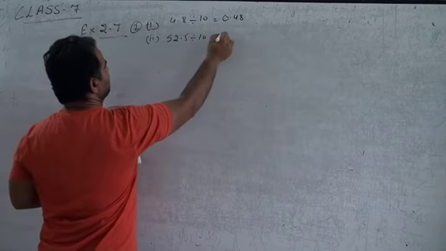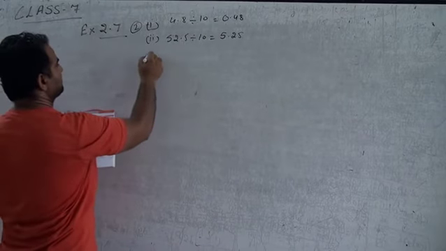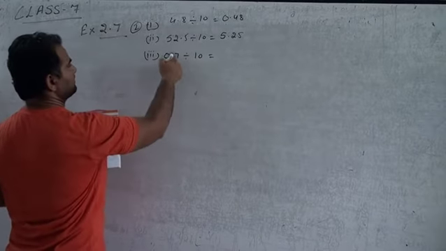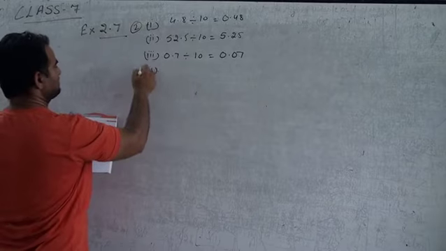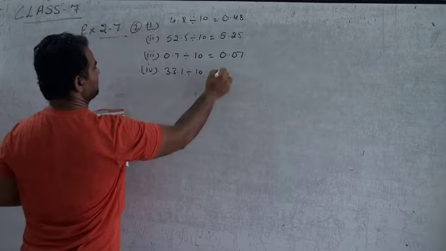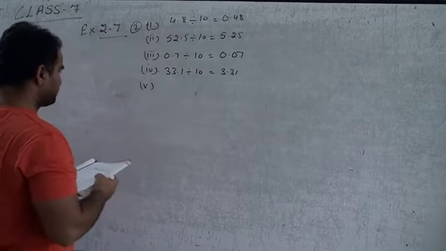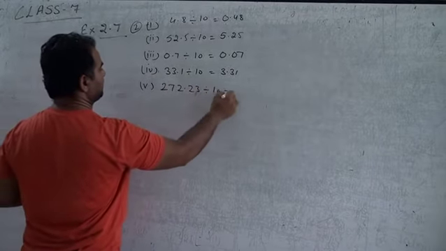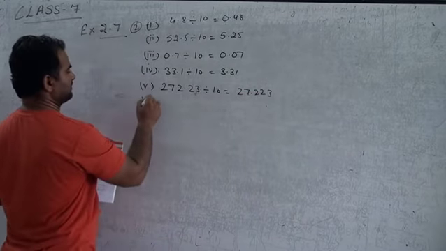Okay. Next is 52.5 divided by 10. So it will be 5.25. Next, third, 0.7 divided by 10. So this will move there, it will be 0.07. Fourth is 33.1 divided by 10. So it will be 3.31. Fifth one is 272.23 divided by 10. So it will give 27.223.